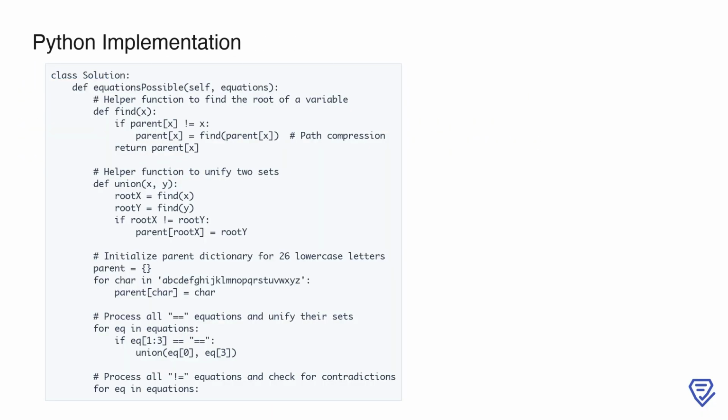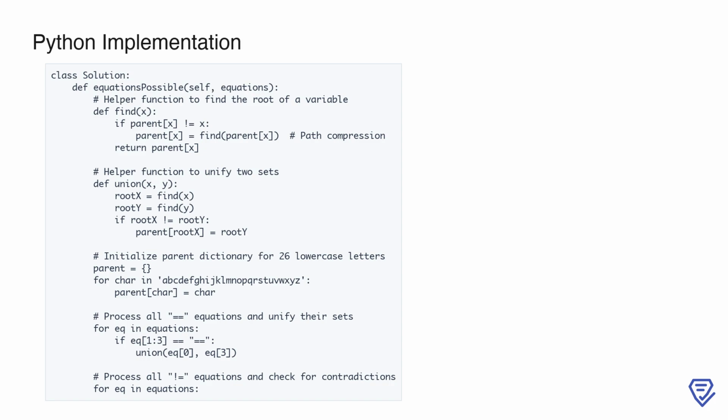Here, we start by defining a class called Solution, which contains the main function equationsPossible. This function will determine whether the given equations can be satisfied. We begin by defining a helper function called find, which is used to determine the root or representative of a given variable. If the variable is not its own parent, we recursively update its parent using path compression, which helps optimize future lookups.